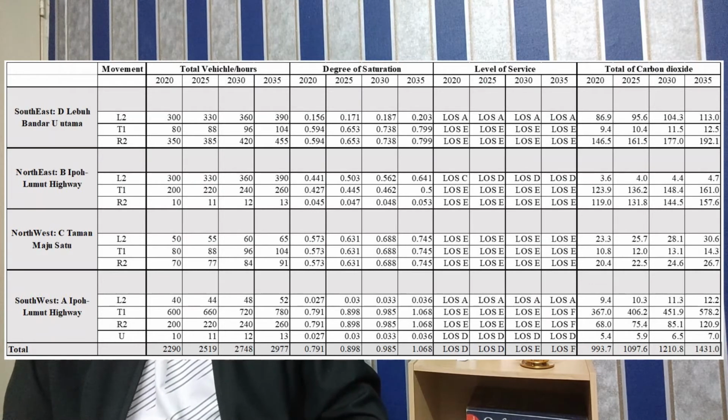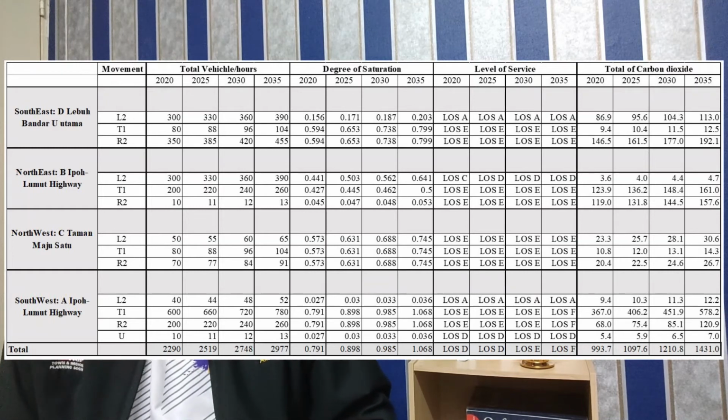1.068. And for level of service, from 2020 it is on grade D and increases to grade F. And lastly, the total carbon dioxide produced from the vehicles goes from 993.7 in 2020 and increases to 1,431.